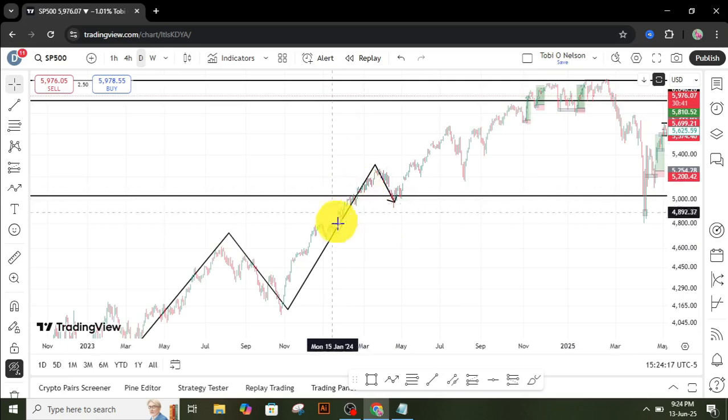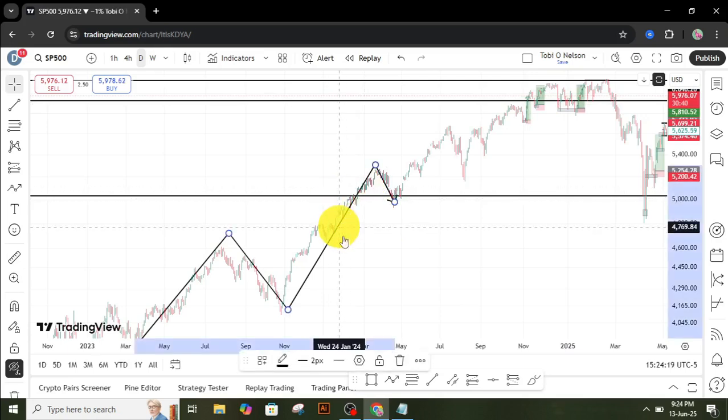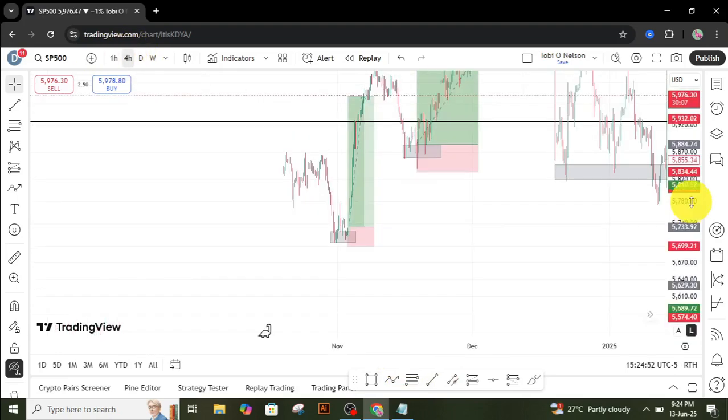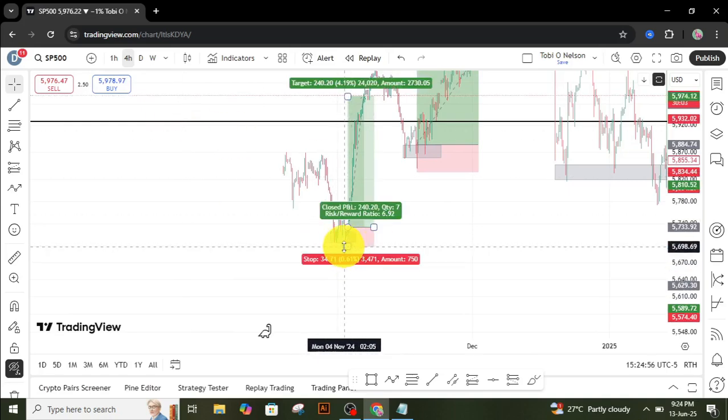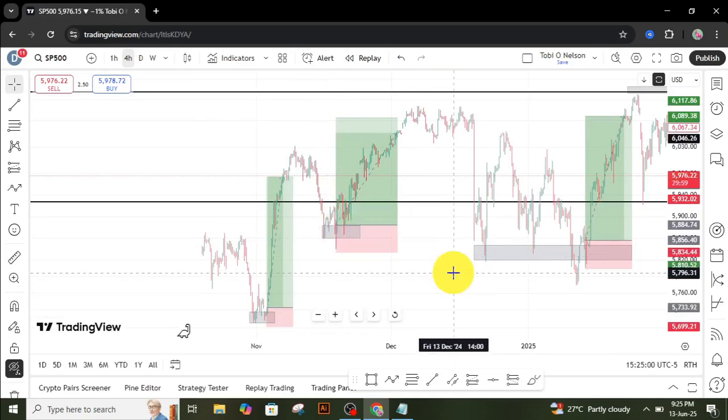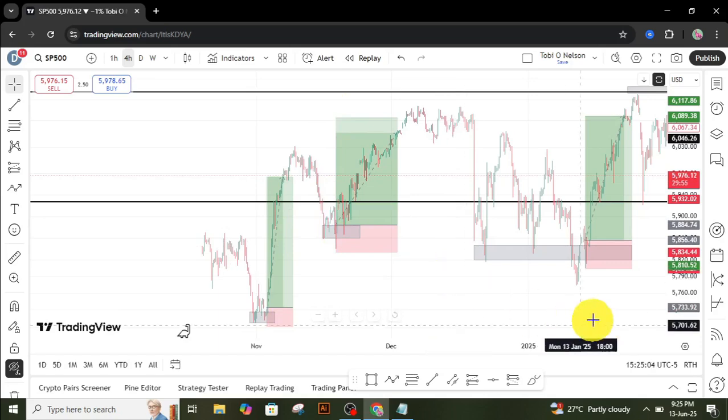Now that you've identified the trend from the higher time frame, all you want to do is go to the lower time frame. There was a pullback here that encouraged me to take this trade, and then the market moved up again, pulled back, and you continue to buy the pullback after identifying the trend on the higher time frame. That is what you want to do.